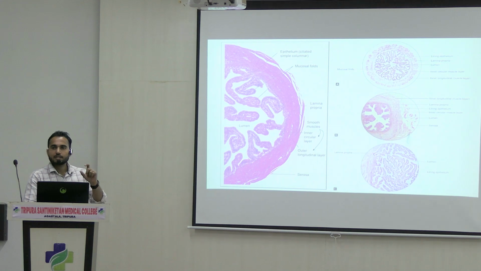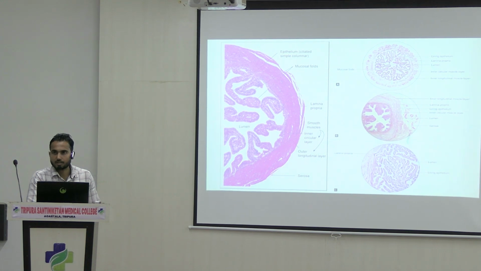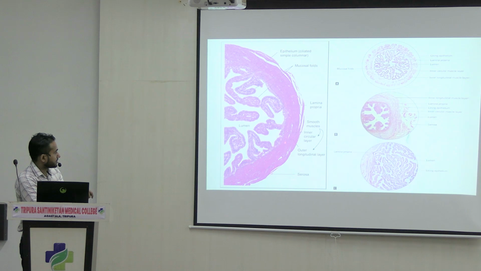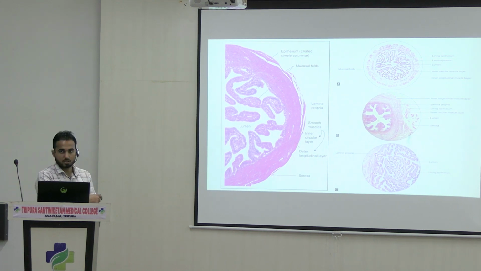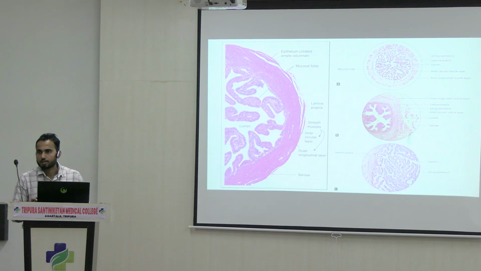To identify the lining epithelium and secretory peg cells, high magnification is required. Without that, they cannot be identified. But the muscle layer can easily be identified: inner circular, outer longitudinal, followed by the serosa. So that is all about the fallopian tube.